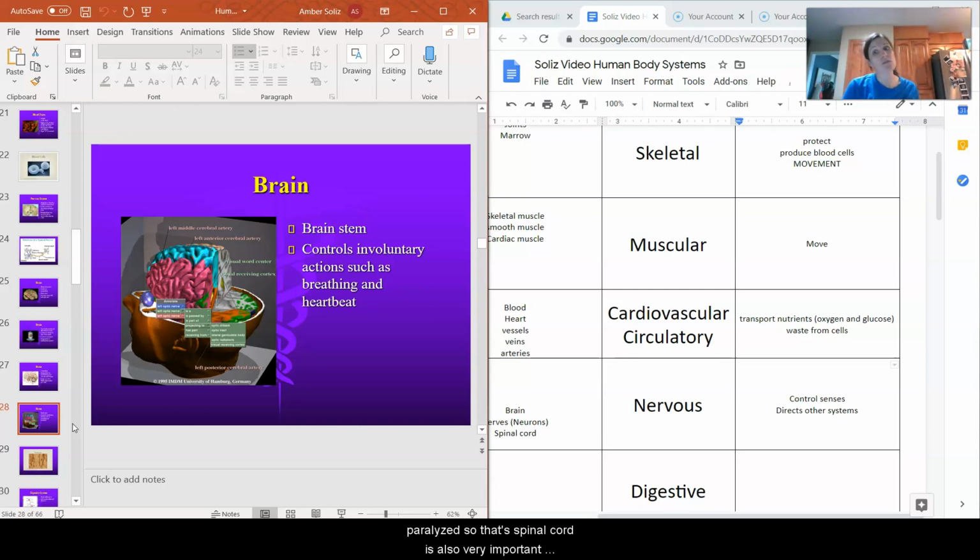So that spinal cord is also very important, because if you hurt the spinal cord here at your neck, then you would be paralyzed from that point down. If somebody poked you in your leg, it's going to try to send that message up to your brain, but you're never going to actually feel it because it never gets to your brain, even though you see it.